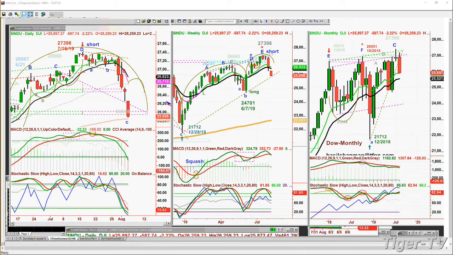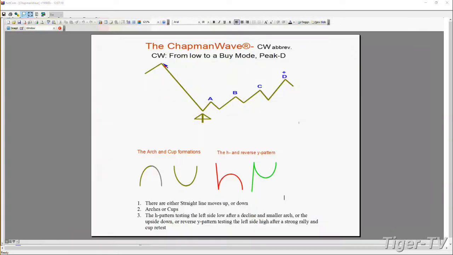There we go. The Chapman wave, we look at only 3 patterns, straight up, straight down. That's 1. Arch formation, that's 2. Cup formation, that's 3. You can get the combo where it comes down sharply, bounces, makes the arch, tests the left side low, takes it out. That's why it's red. Could be very negative. We've seen that all day in the short term. Look at the upside. You break out of the green reverse H pattern or Y pattern, and that could be very positive. So just 3 patterns.